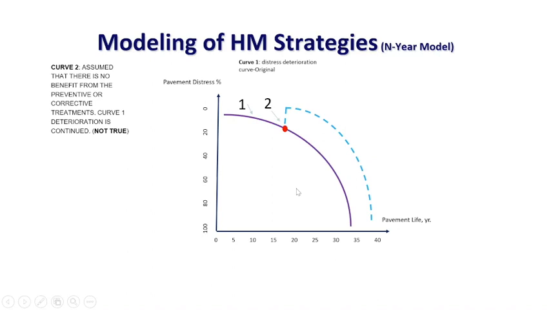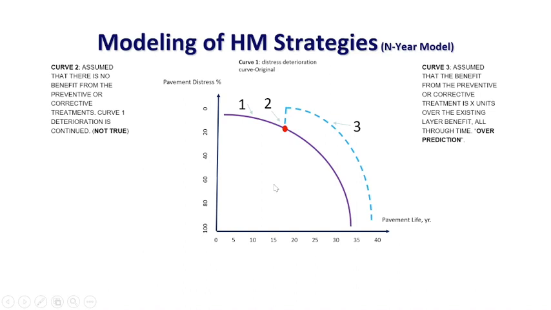Okay, so let's see some other ways of modeling this. You can assume, say, the number one. Basically, you assume nothing happened. After you place a thin overlay, the curve didn't change at all. That means you totally ignore the performance of a thin overlay, and you ignore the performance contribution from a maintenance type of strategy. And this one is a little bit exaggerating the performance because you are lengthening the total pavement life by that much, right?